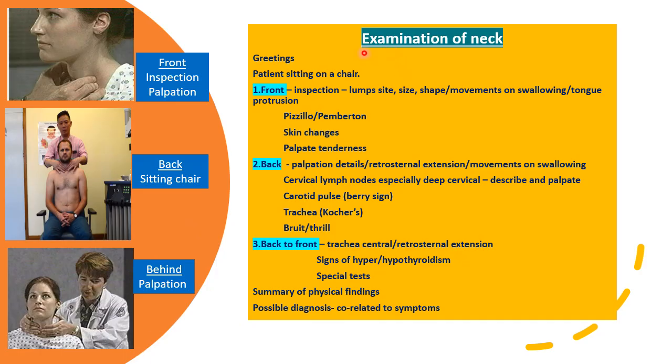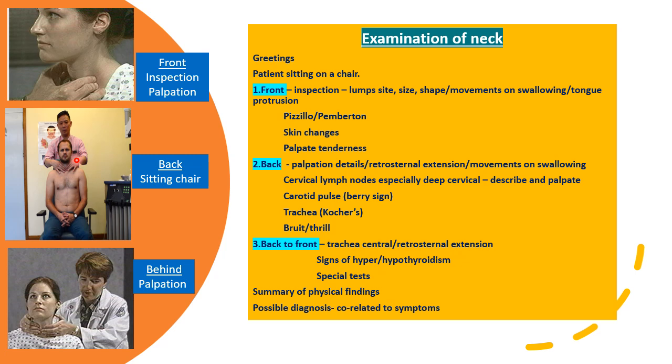Okay, the examination of the neck is done with the various positions. First is the greeting of the patient, and ideally the patient is sitting on a chair, and then you continue the various parts of the examination. The first one is from the front, where you inspect for lumps, site, size, shape, movements on swallowing, and tongue protrusion. Then go ahead and do the Pizzillo and Pemberton signs, looking for skin changes, and also continue with palpation for tenderness. The next part is the examination from the back.